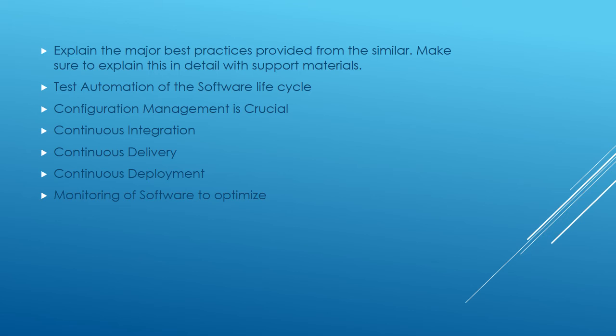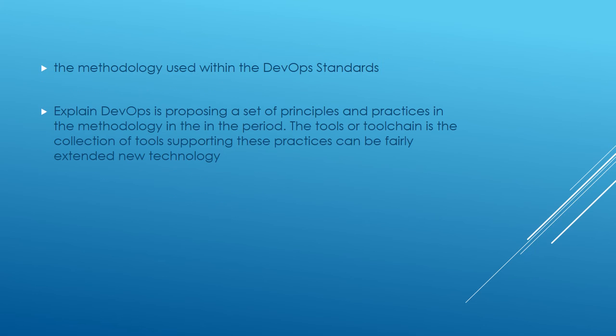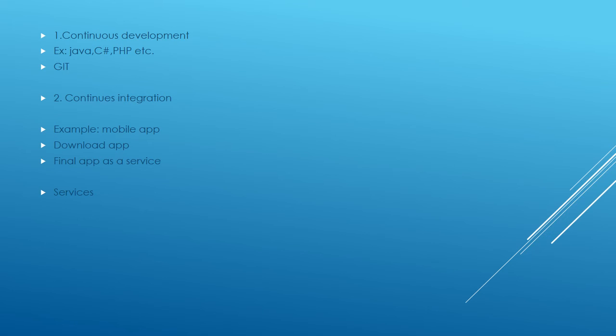the software to optimize. And the methodology used with that, DevOps standards normally explain, DevOps is proposing a set of principles and the practices to the methodology in the period. The tools or tools chain is the collection of tools supporting these practices can be fairly extend new technology, and these are the basic methodology the DevOps and continuous development.